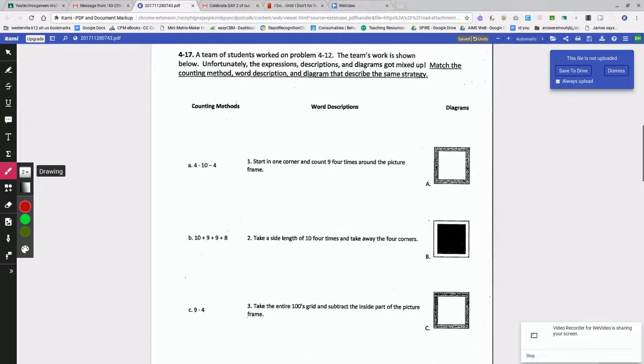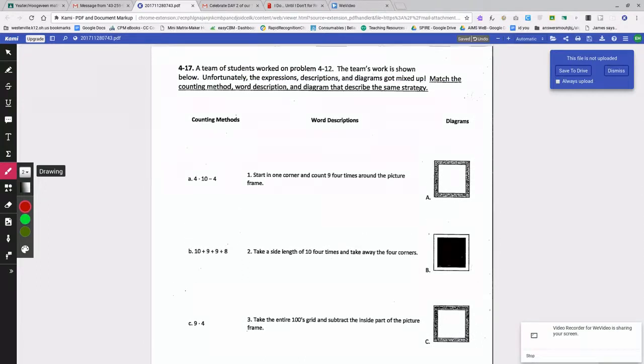Moving on to the next page. This looks a little complicated, but it's really not. It's kind of like a matching. So you're going to match one word description that has a number and one diagram that has a letter to the counting method here. So let's just do A together. We have 4 times 10 minus 4. Which one of these diagrams and word descriptions would work with it?